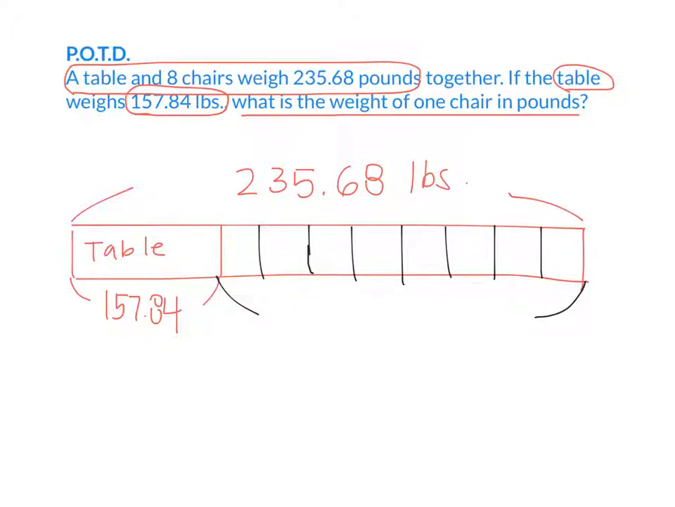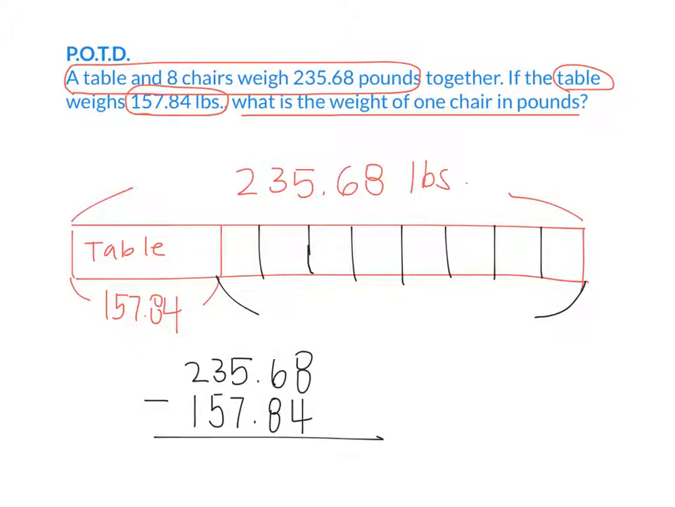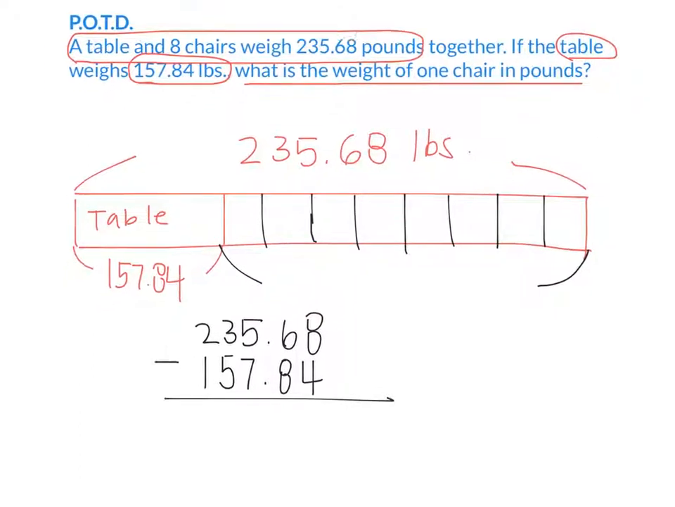Rohan? Wait, so I take the table and I subtract the total weight? No, you subtract the table. Right, I subtract the table, this amount, from the total. You always subtract something smaller from the bigger amount, right? So I take the total amount, which is 235.68, and I need to take away the weight of the table, which is 157.84. What skill are we using here? Subtraction. Very good.